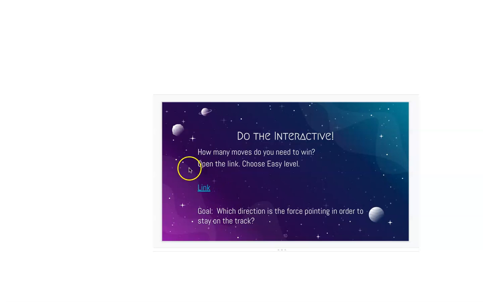Then you would have to go to this link and open this amazing game. This is a game. You have to make a race car go around the track, but you have to direct the force vector. And eventually, after multiple unsuccessful trials, you'll figure out that the direction of the force vector has to be towards the center to make the car turn into a curved path.